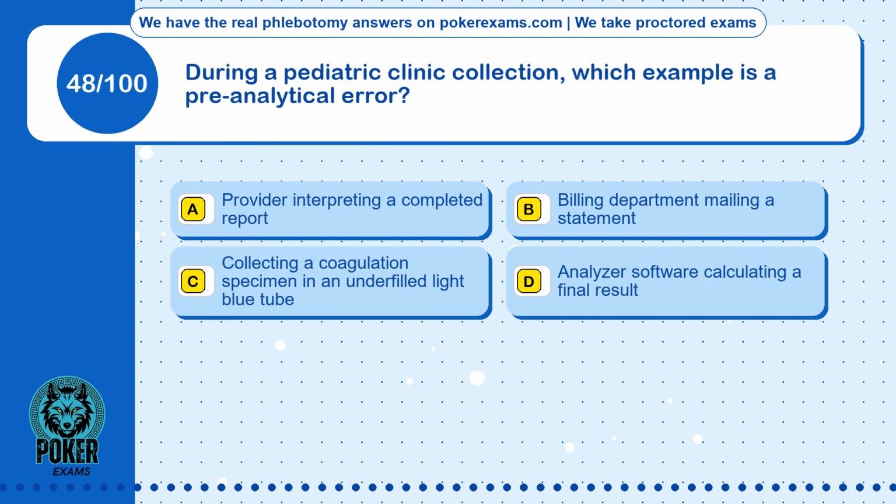Question 48. During a pediatric clinic collection, which example is a pre-analytical error? Option A. Provider interpreting a completed report. Option B. Billing department mailing a statement. Option C. Collecting a coagulation specimen in an underfilled light blue tube. Option D. Analyzer software calculating a final result.